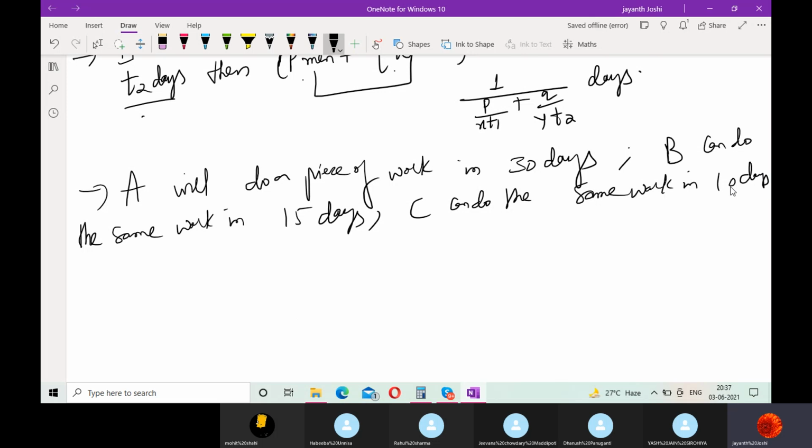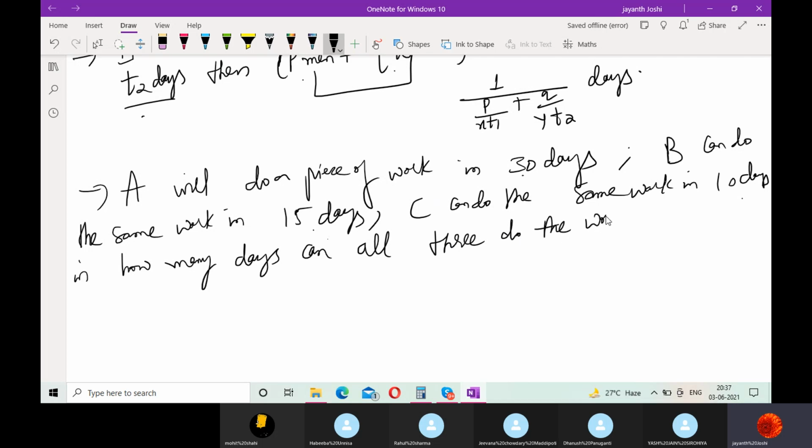These people, if they work individually, take 30 days, 15 days and 10 days. A can do the work in 30 days. B is more efficient, it seems. He is doing it in fewer days. C is even more efficient, doing it in even fewer days. So they're asking, in how many days can all three do the work? Now just tell me the answer fast.